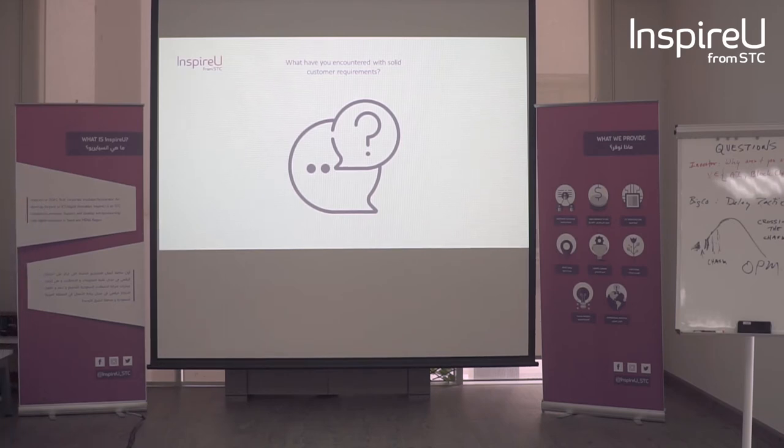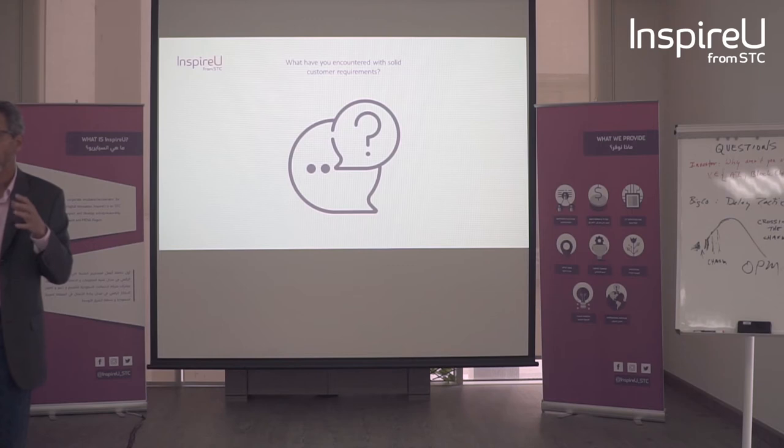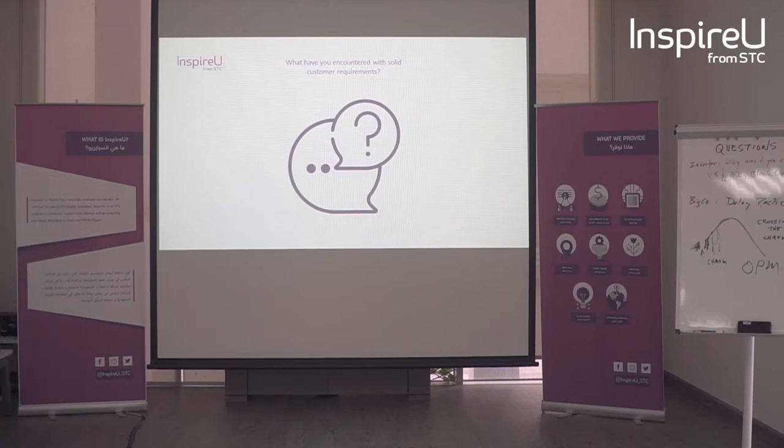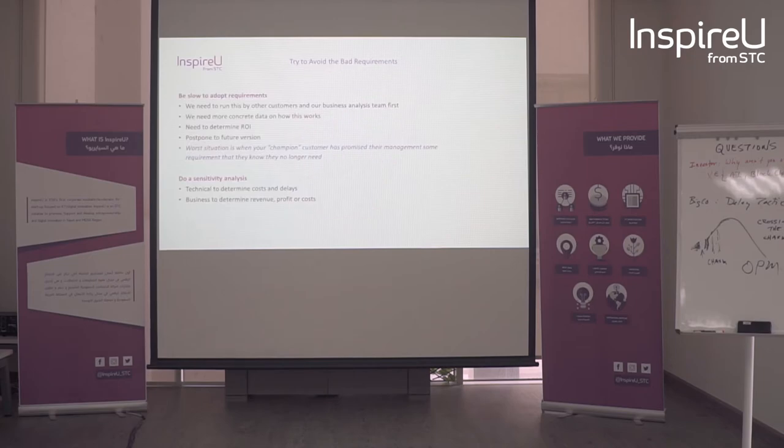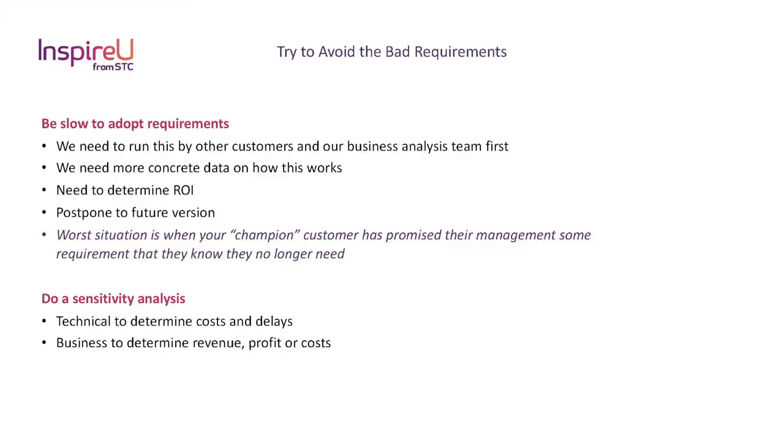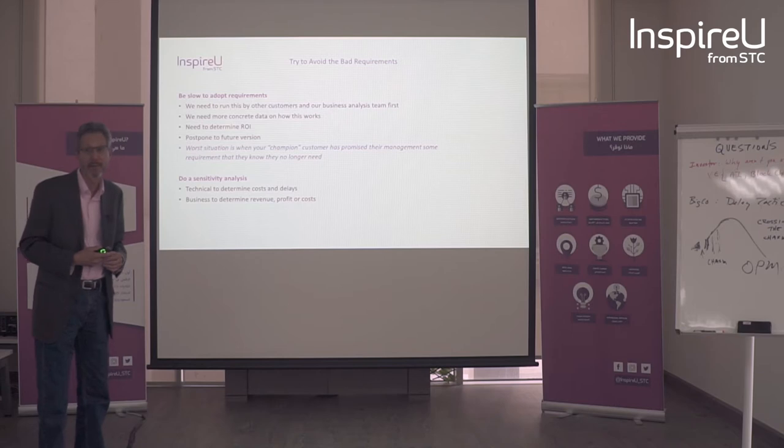So these are the types of things you have to do. I need to find out not only what it does, but also what else affects it. This is the ecosystem it has to live in. So there are a variety of these things. Okay, so one of the things you need to do to avoid bad requirements.